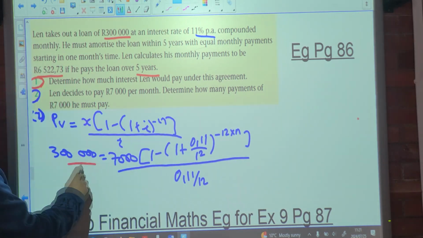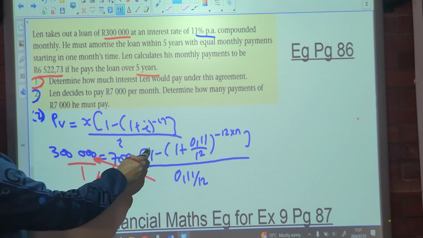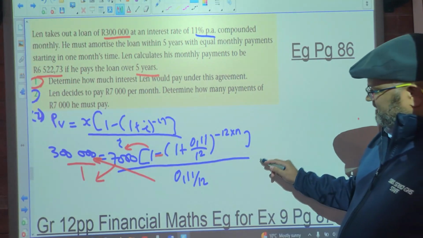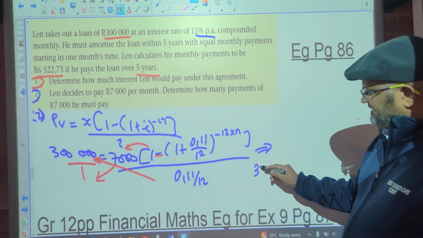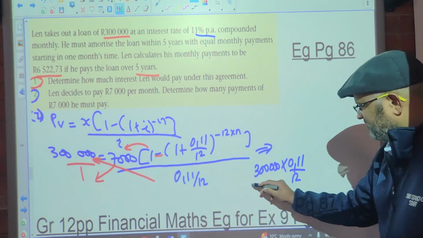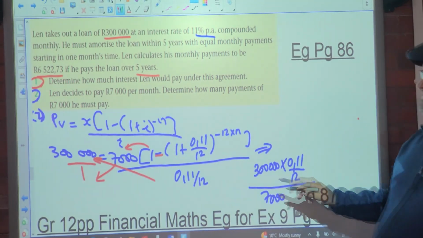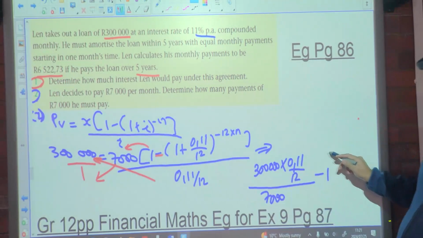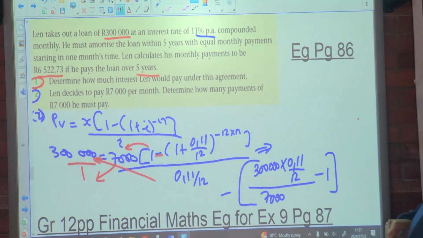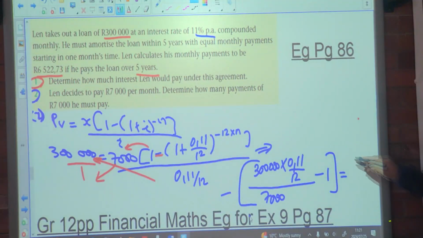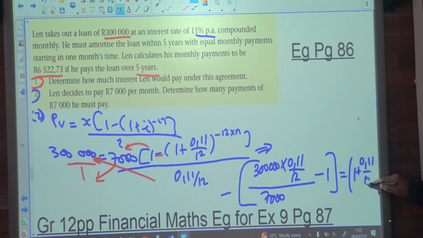Alright, so that one will go up, that goes down. I'm going to take the 1 over and divide by the negative. I'm going to do all the steps in one. So it's going to be 300,000 times 1 over 12, cross multiplied, divided by 7,000. So I'm left with this big bracket. Then I take the 1 over, it becomes minus 1, and I'm left with the negative in front. That is equal to 1 plus 0.11 over 12 to the exponent negative 12n.